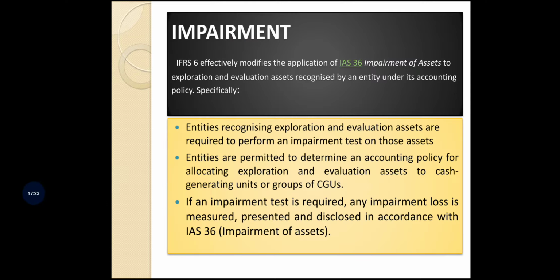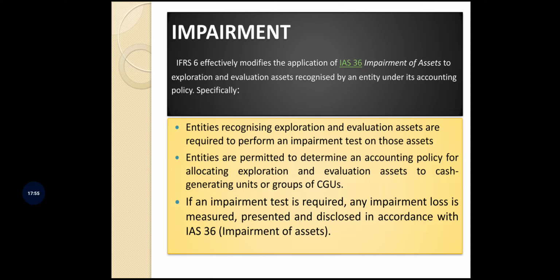Okay, in this slide we are going to discuss how IFRS 6 considers the impairment of assets. So IFRS 6 effectively modifies the application of International Accounting Standard 36. So what is International Accounting Standard 36? It is related to impairment of assets only. That is, to exploration and evaluation assets recognized by an entity under its accounting policy.